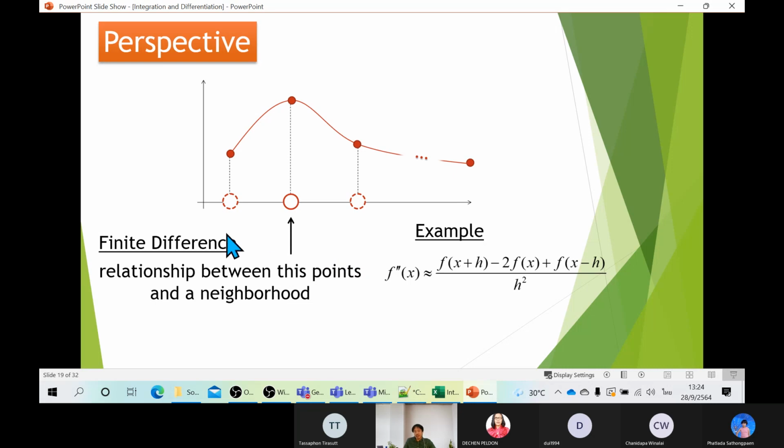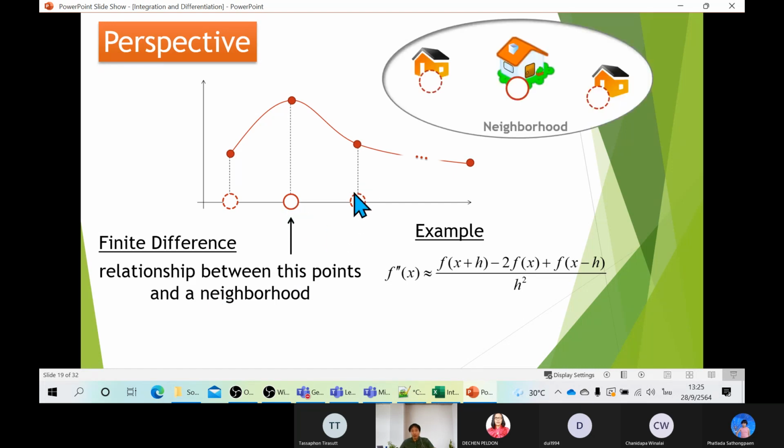Now if you look at this in another way, you see that the finite difference is a relationship between this point and a neighborhood. So what is a neighborhood? A neighborhood is the group of points surrounding the point we are talking about. Neighborhood ก็คือบ้านที่อยู่ข้างๆ เคียงนะครับ บ้านที่อยู่รอบบ้านของเรา ถ้าอันนี้คือบ้านเราตรงกลางนี้ แล้ว neighborhood ก็คือบ้านที่อยู่ข้างๆ บ้านทางซ้ายทางขวา แล้วก็จุดที่อยู่ทางซ้ายทางขวานะครับ. So this is the relationship between ourselves, our home, and the neighborhood.